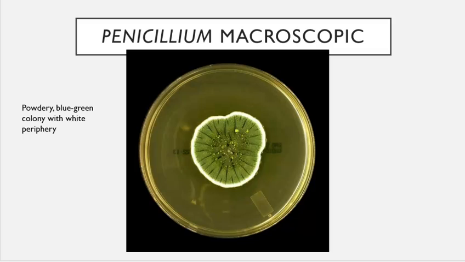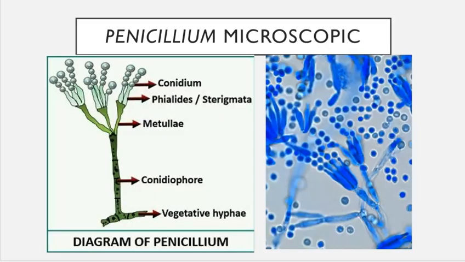Here is Penicillium species on a media plate. You've got the powdery blue-green colony with white periphery. Here is what Penicillium species looks like under the microscope. A lot of times it's said to look like a little paintbrush.